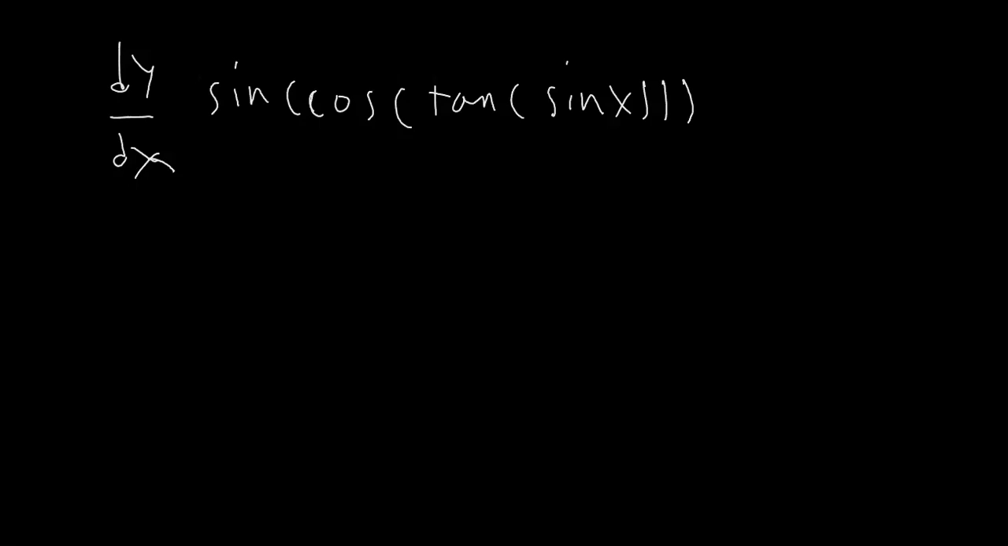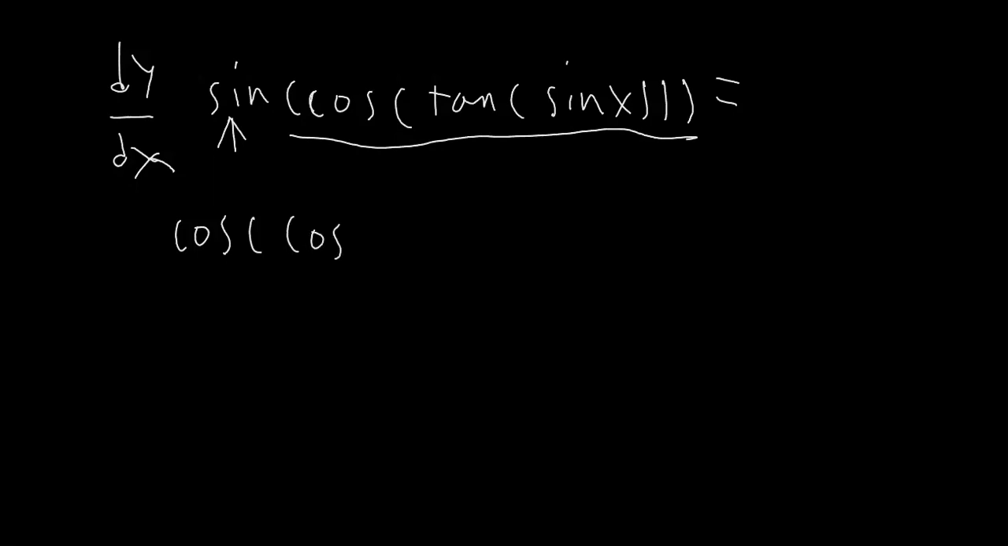Now, how are we supposed to do this? Again, you keep taking the derivative of the outside function. What is the outside function right now? Sine. What is the derivative of sine of x? Cosine of x. However, we're not done yet. We still have to plug in all these values right here. So when we do that, we get cosine of tangent of sine of x.